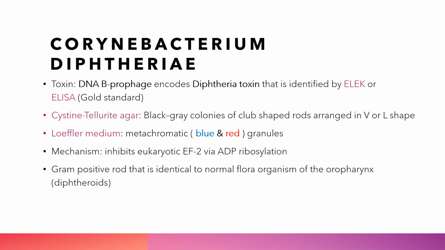For Corynebacterium diphtheriae, the toxin is encoded by a beta prophage, a DNA phage that encodes your diphtheria toxin, and this is identified by your Elek test or your ELISA test. ELISA is now the gold standard. It's also cheaper, but Elek is a gel test.